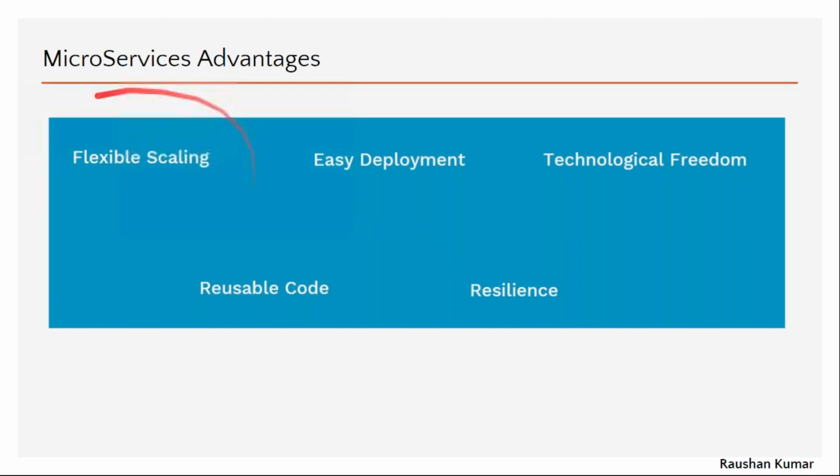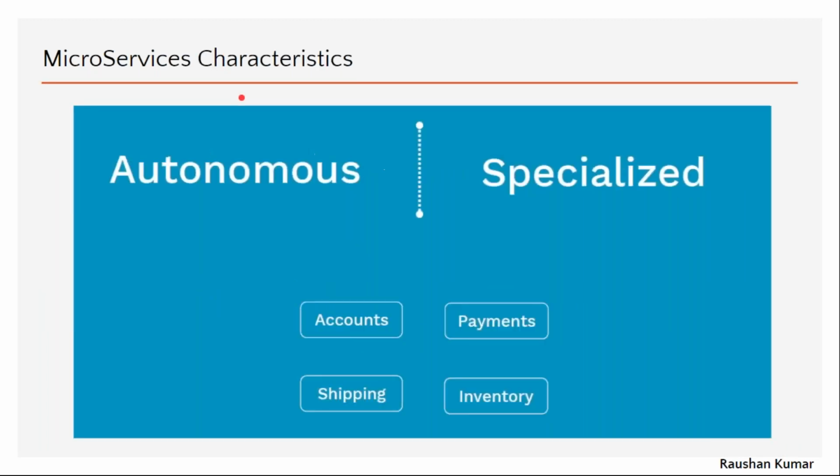Flexible scaling. Let's say accounts, for example, I was giving that example of Flipkart search, right? If you want to allocate more resource capacity for one of the microservices, you can do that.